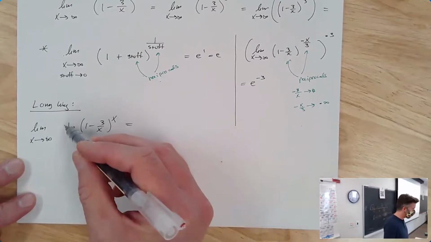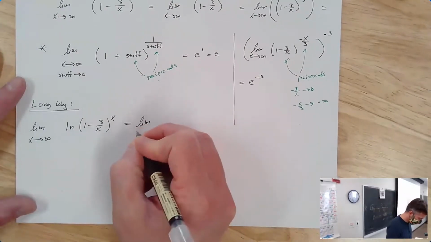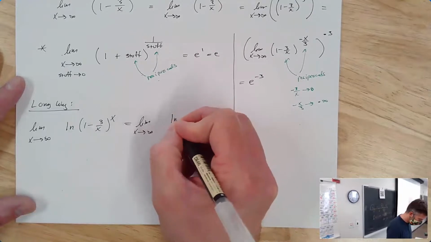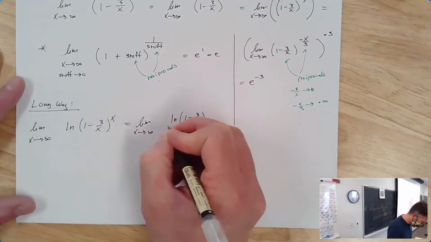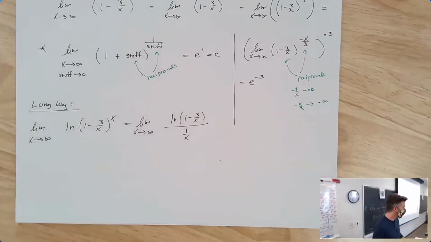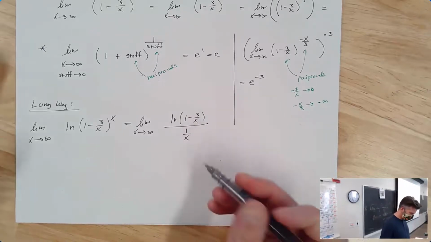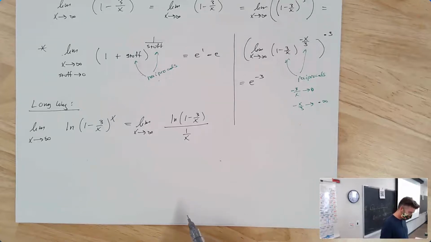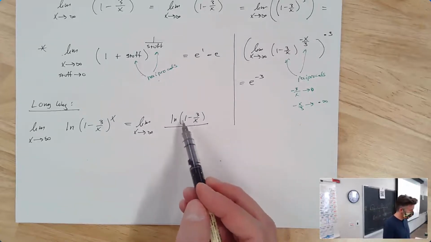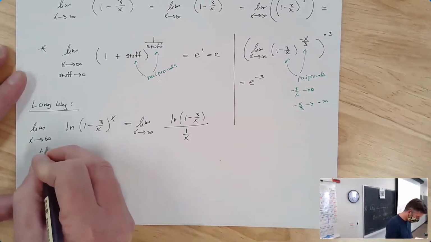So let's do these next two steps in one. I'm going to bring down the x and then bring it down to the denominator as 1 over x. So that's going to be the limit as x goes to infinity of the natural log of 1 minus 3 over x over 1 over x. I feel like we've done those two steps enough that we can combine them into one. And now we can use L'Hopital's rule. The denominator is going to 0. The numerator is going to 0. Is the numerator going to 0? Yeah, right, because 3 over infinity is 0. 1 minus 0 is 1. Natural log of 1 is 0. Still good to think about.